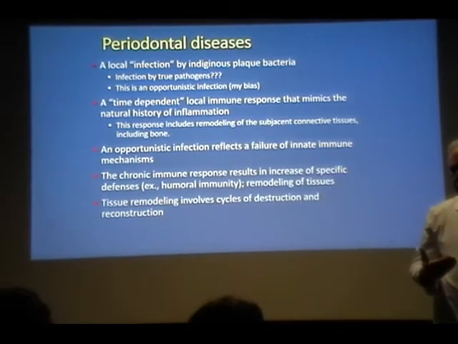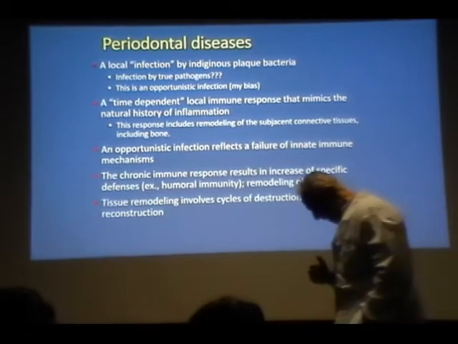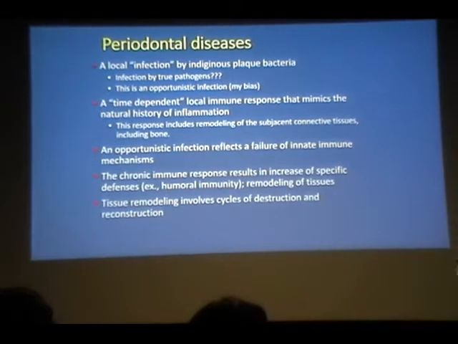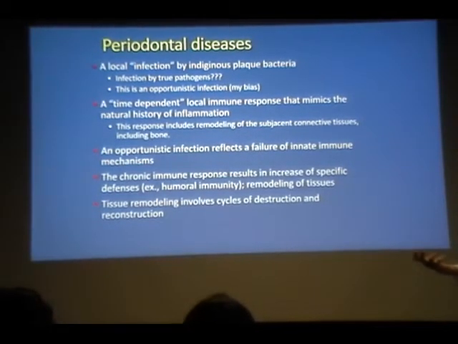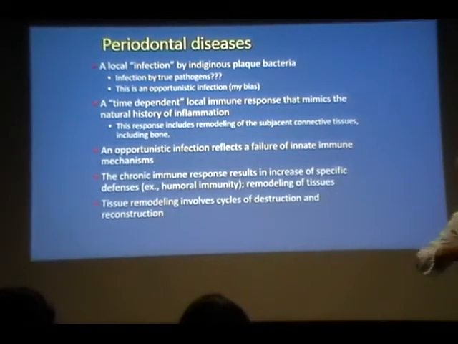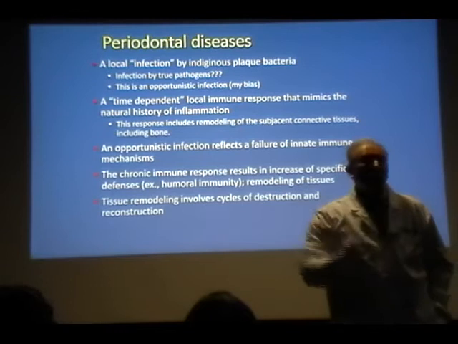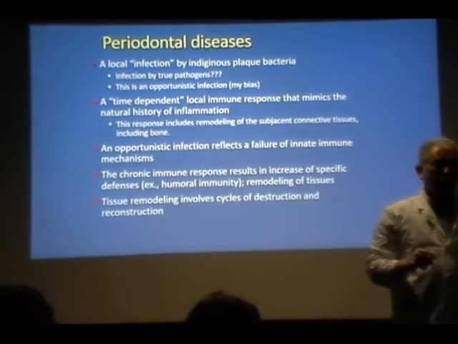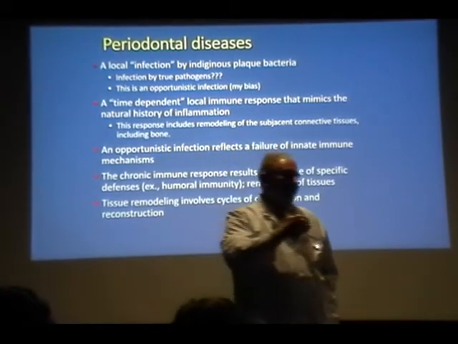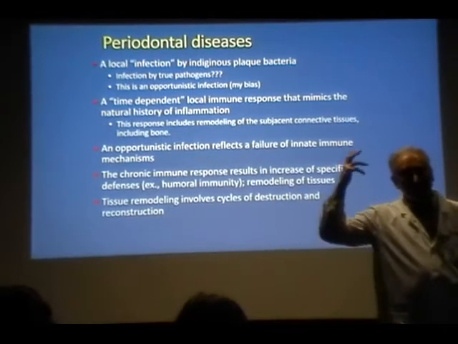Okay? So it shifts from a failure on the part of the innate response, and then you get this acute phase of the adaptive immune response, and you get an inflammation. The chronic immune response results in increase of specific defenses, so you start seeing humoral immunity come in. The latter part of this whole phase is when humoral immunity kicks in. The early stages are innate immune defense, followed by cell-mediated immunity, and eventually the humoral immune response kicks in, and so you get high titers of antibodies.